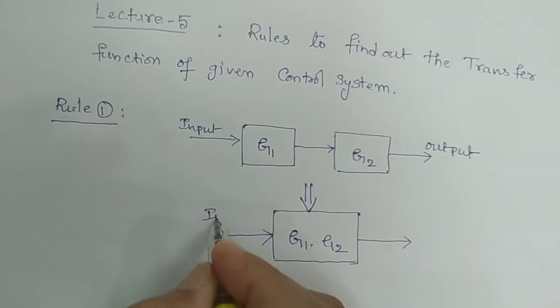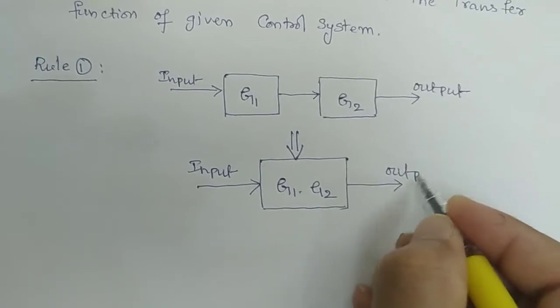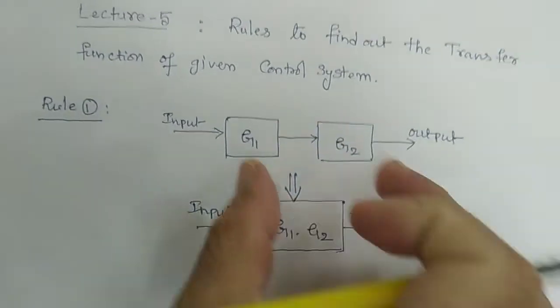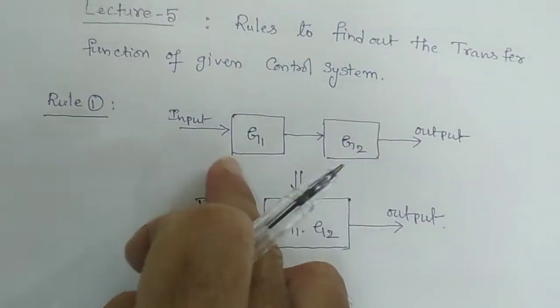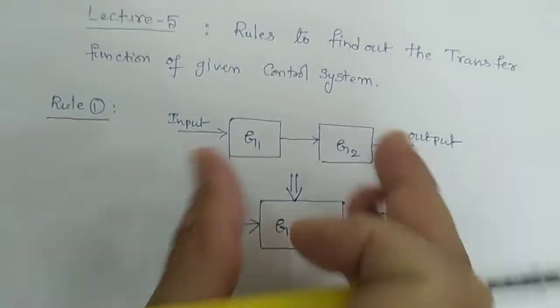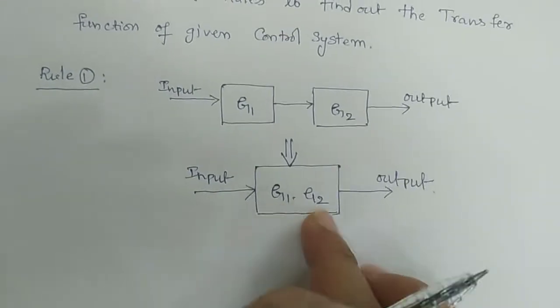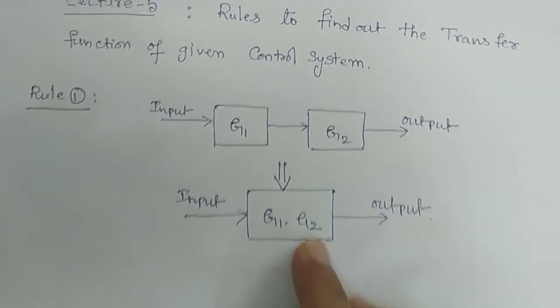That's all. This is your input, this is our output. So if the two blocks G1, G2 are given, then it will be reduced to a single block. Then the overall gain is G1 into G2. That is the first rule.